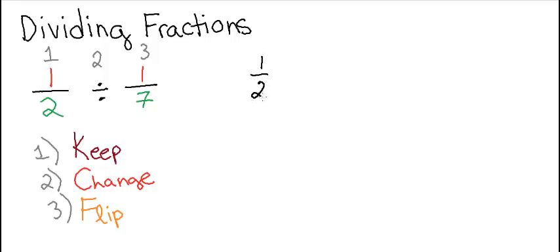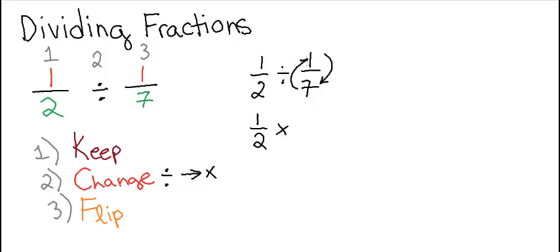Again, we have 1/2 divided by 1/7. So let's begin. First term, 1/2, we keep. So let's just rewrite 1/2. Second part of the question, the division sign, we change. What we're going to change the division sign to is multiplication. So let's do that. The third portion of the question, flip, corresponds to the third part of the question here. So 1/7 is simply flipped.